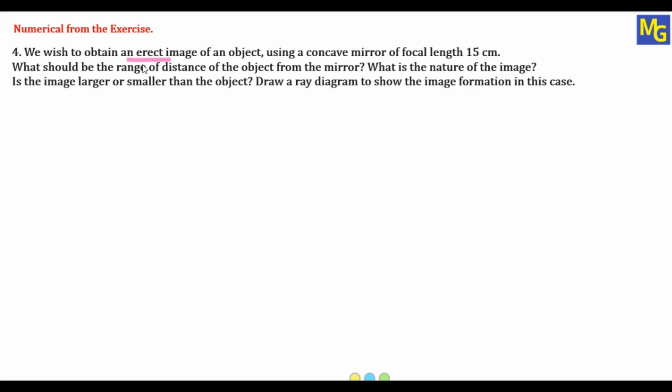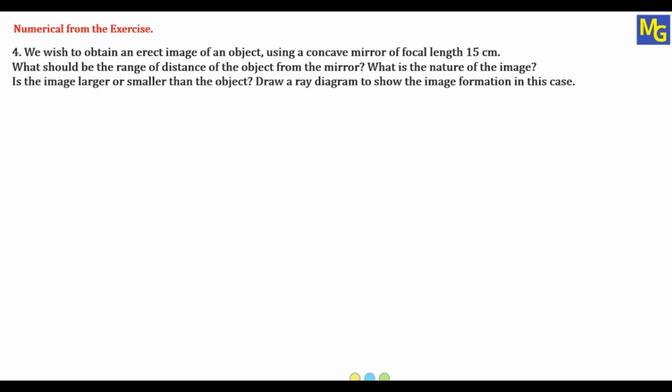As we all know, in total 6 images we are going to study for the concave mirror. Out of all the 6, almost all the images are inverted. But if we want an erect image, then if you see the NCERT book, the object should be very close to the concave mirror. When our object is at infinity, our image will be inverted. When our object is behind the center of curvature, then also it will be inverted.